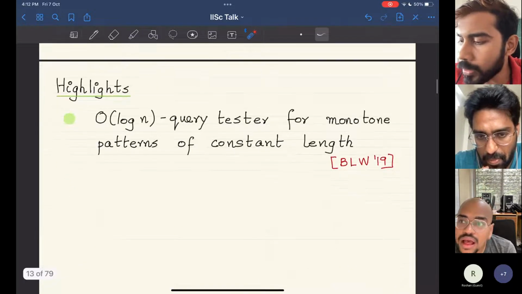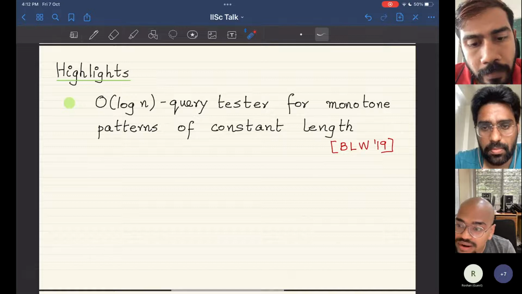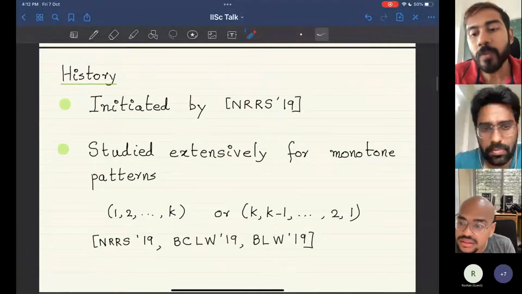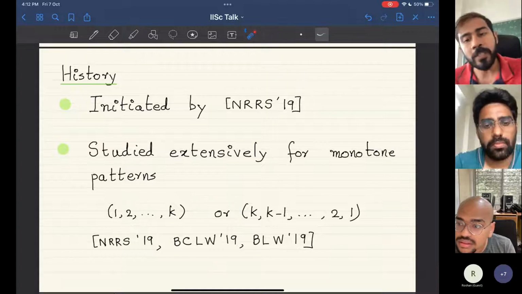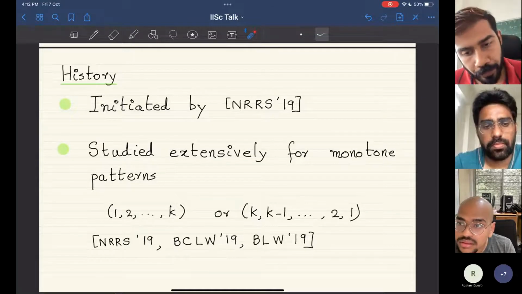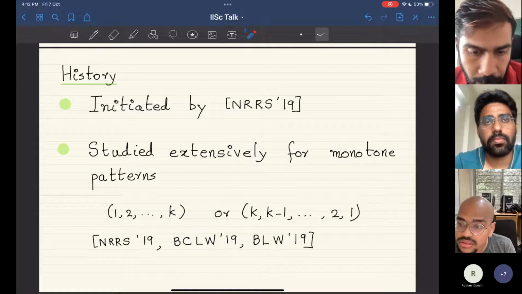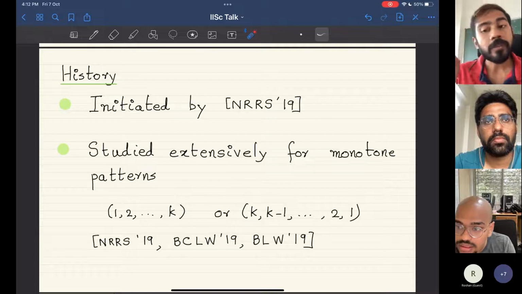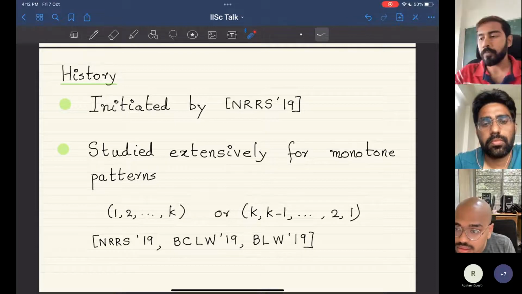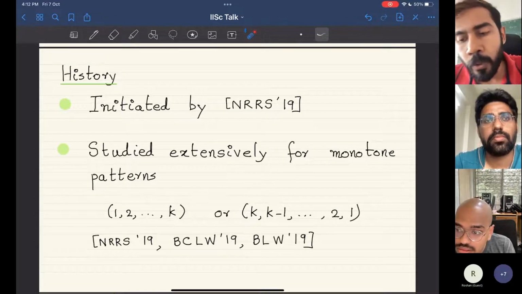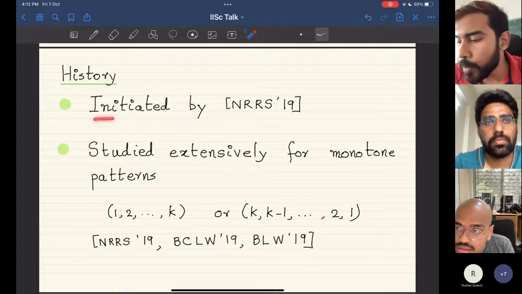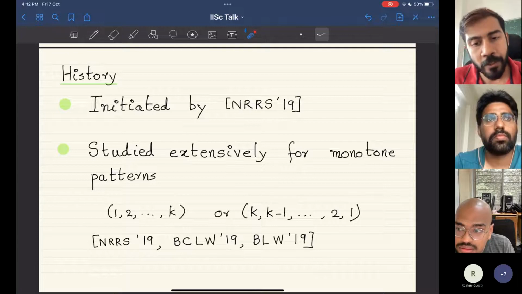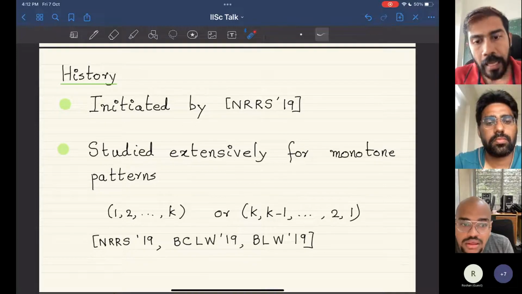Now, can you repeat, like when it's monotone, the array is fixed, right? So what are they testing there? So whether the array is monotone or whether it is epsilon far from monotone. Okay, the property of monotonicity. Okay, they were testing monotonicity earlier. No, it's not. So there are lots of monotonicity testers, and then Newman et al. initiated this study of pattern freeness testing, which is a generalization of monotonicity.